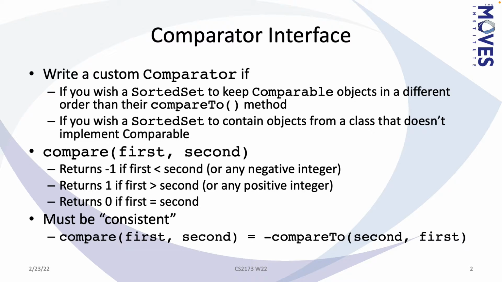So by itself, a sorted set can only contain objects of a class that implements the comparable interface. And that's because the tree, by default, as you put objects in, it's actually under the hood putting them into this tree data structure, but where it puts it is what determines the order that they're in.